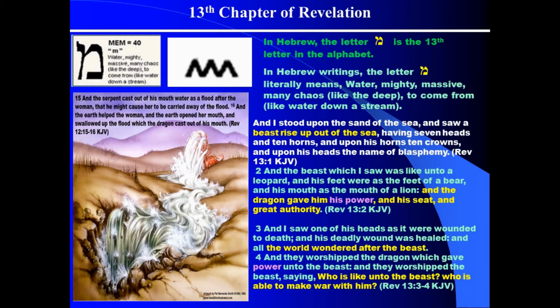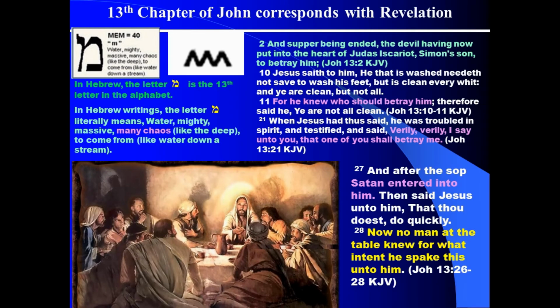And verse 3 says that they wondered at the beast, and down there in verse 4, who is like the beast, who is able to make war against him? In other words, such massive power is demonstrated in this chapter. The Gospel of John, since John is the same author as the Gospel of John as the book of Revelation, it's interesting that the same structure exists.